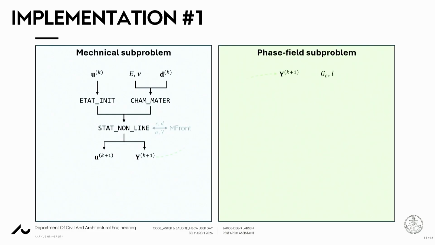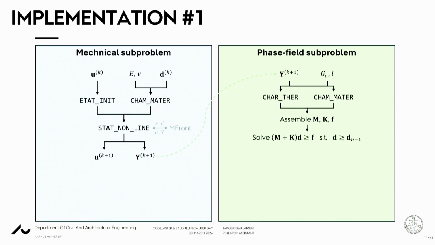which is then input into the phase field subproblem, along with the material parameters GC and L. According to the thermal analogy, these are used both in the source term and in the material field. We can use these to assemble the global matrices and then solve this augmented equation using the interface with PETSc, subject to the constraint that damage cannot be reversed. The output of this is the updated damage field, which we then input into the mechanical subproblem in the next iteration.